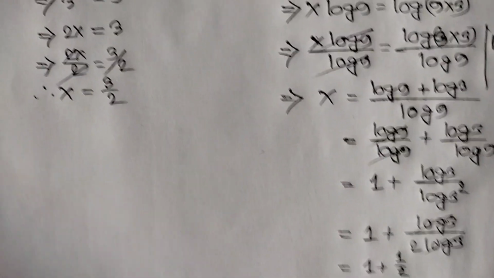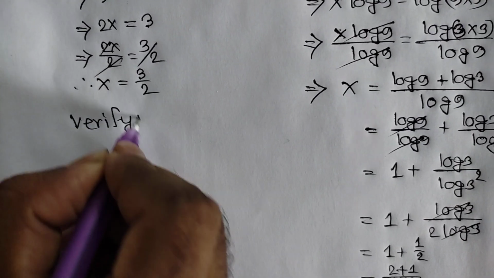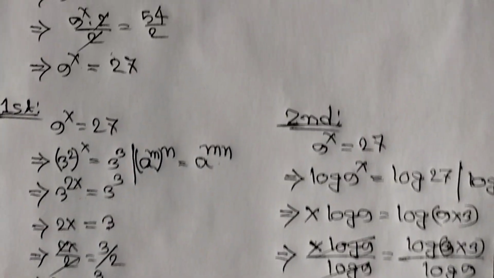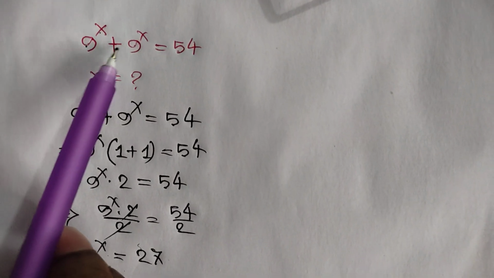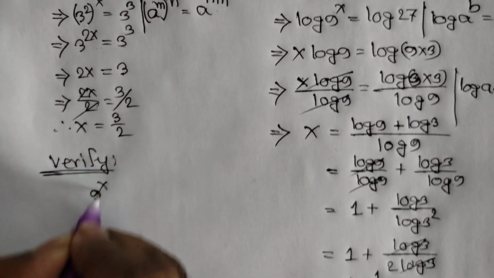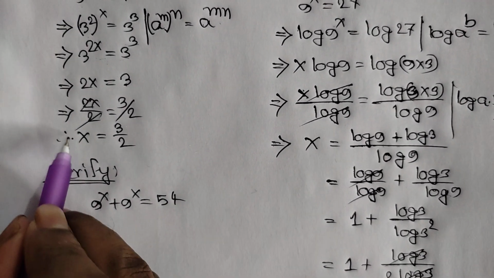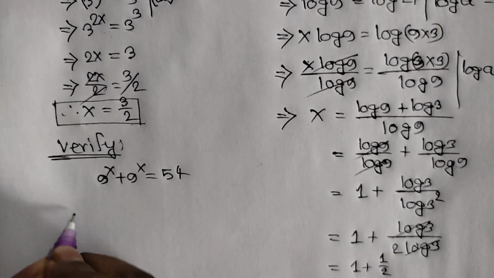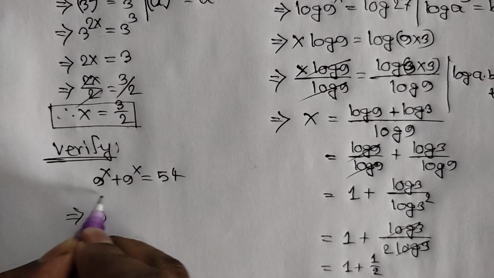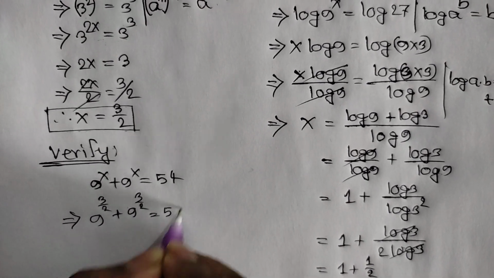Now check to verify. Our equation is 9 to the power x plus 9 to the power x is equal to 54. Here x is equal to 3 over 2. So here, 9 to the power 3 over 2 plus 9 to the power 3 over 2 is equal to 54.